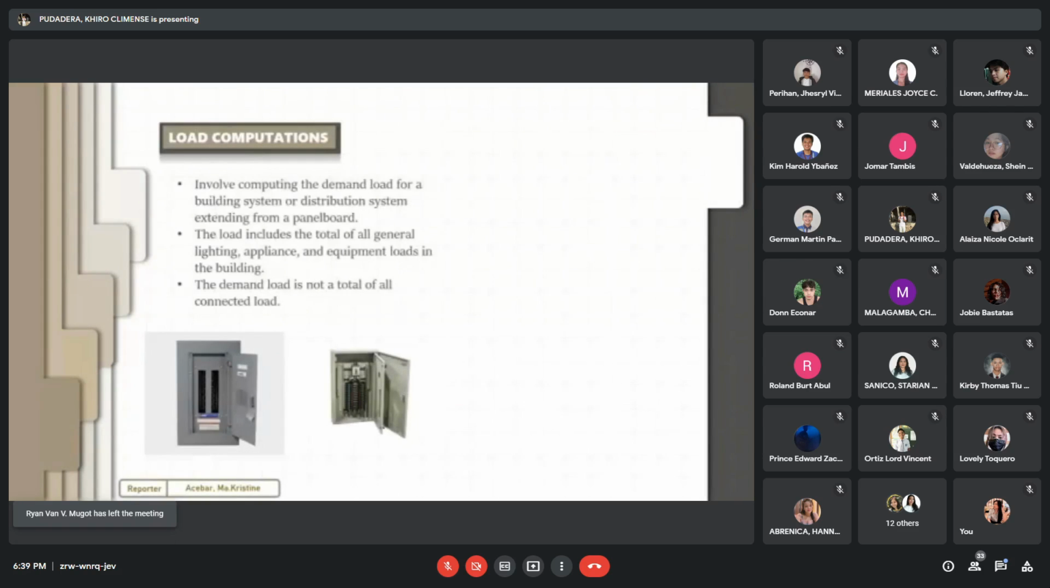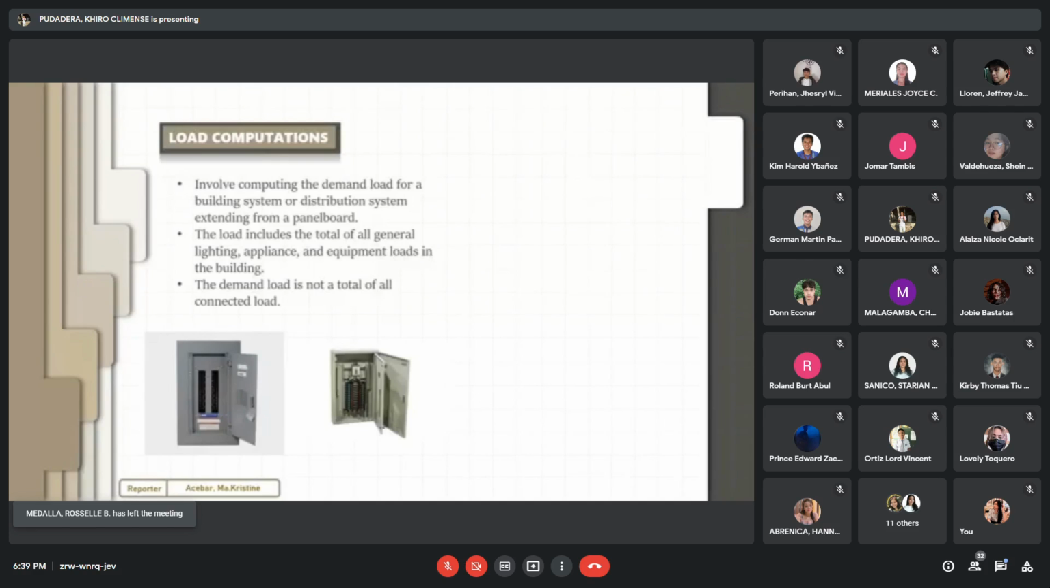Load computations involve computing the demand load for a building system or a distribution system extending from a panel board. This load includes the total of all general lighting, appliance, and equipment loads in the building. The demand load allowed by the National Electrical Code takes into account that all of the electrical connections will not be in use at one time. As a result, the demand load is not a total of all connected loads, but rather a fraction of connected loads. So unsa man ang connected load and demand load?